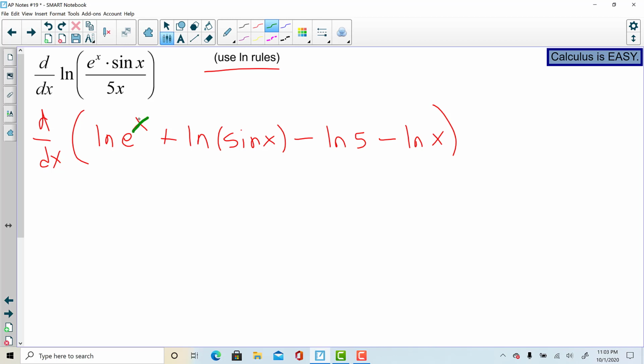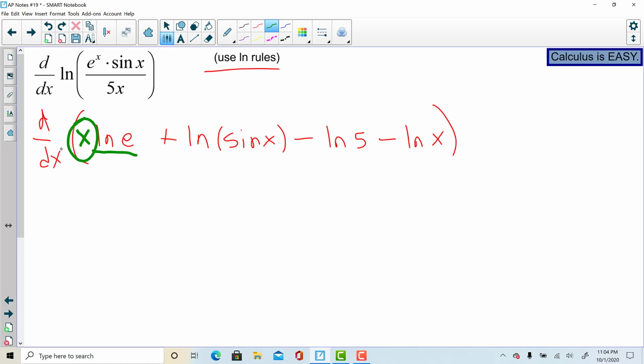Remember, you can bring this power down. So put that x at the bottom here. Okay, now let's do the derivative. Now ln of e is just 1. So really, we're just doing the derivative of x for this first piece.